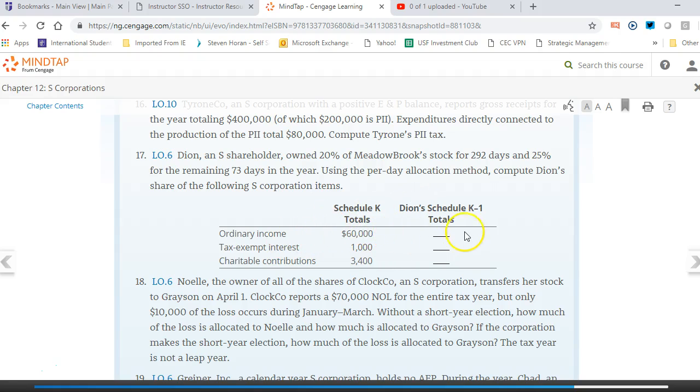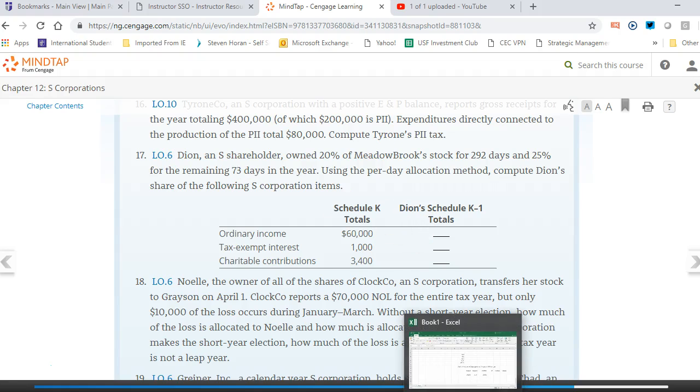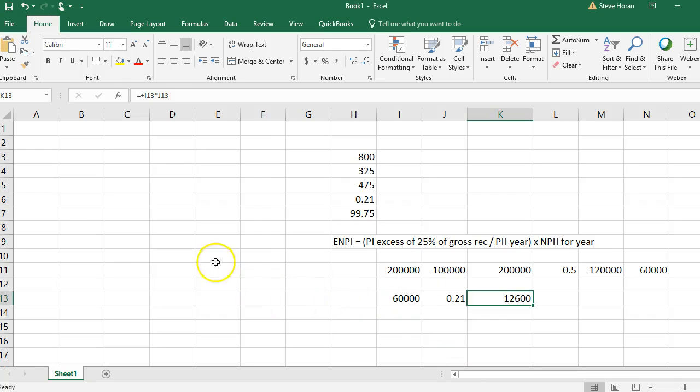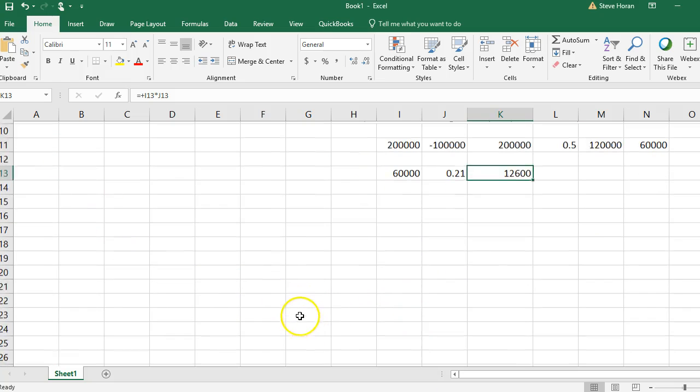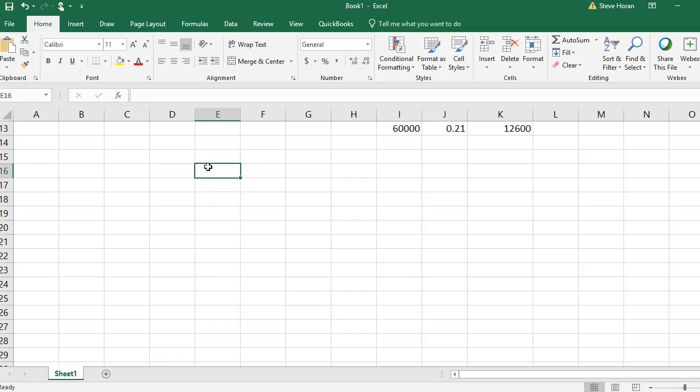Ordinary income is 60,000, and then we're going to divide that out. We'll take each of these three items here and divide that out. So the key numbers are 20% for 292 days and 25% for 73 days. So let's do ordinary income first, which is 60,000. I'm just typing in OI, ordinary income, 60,000.